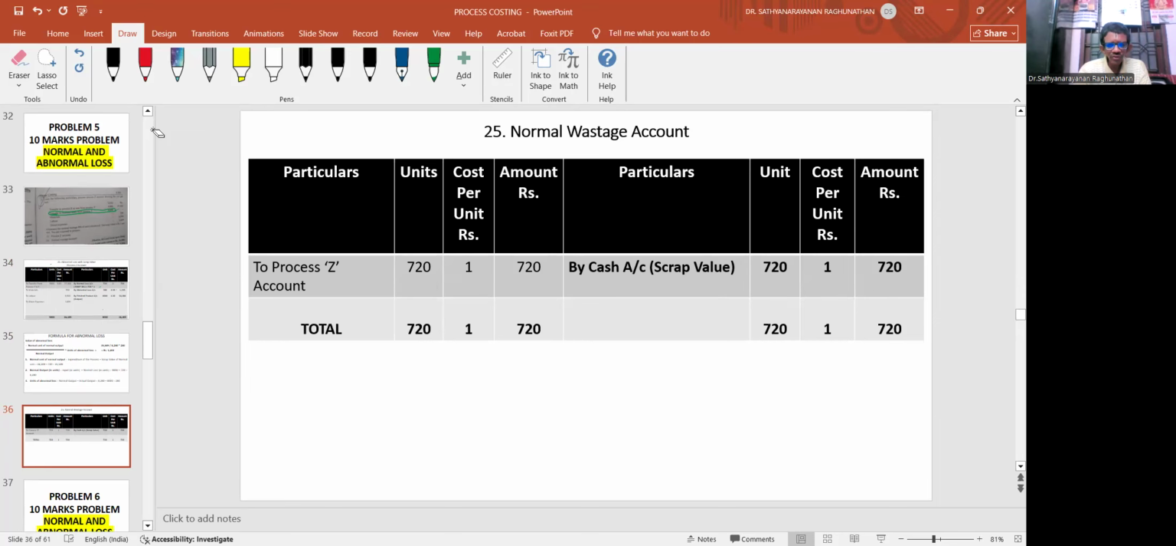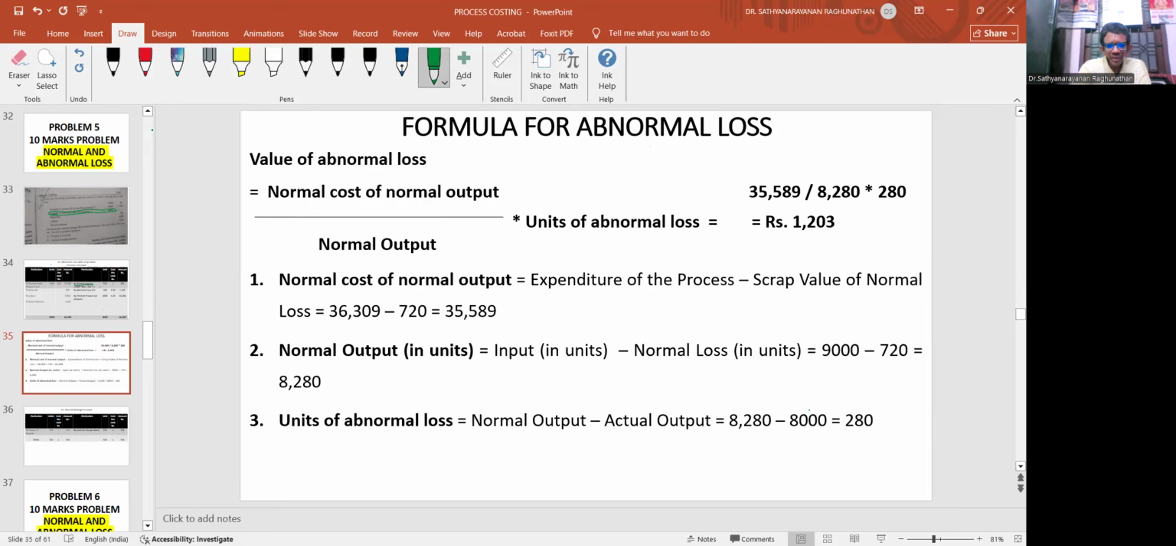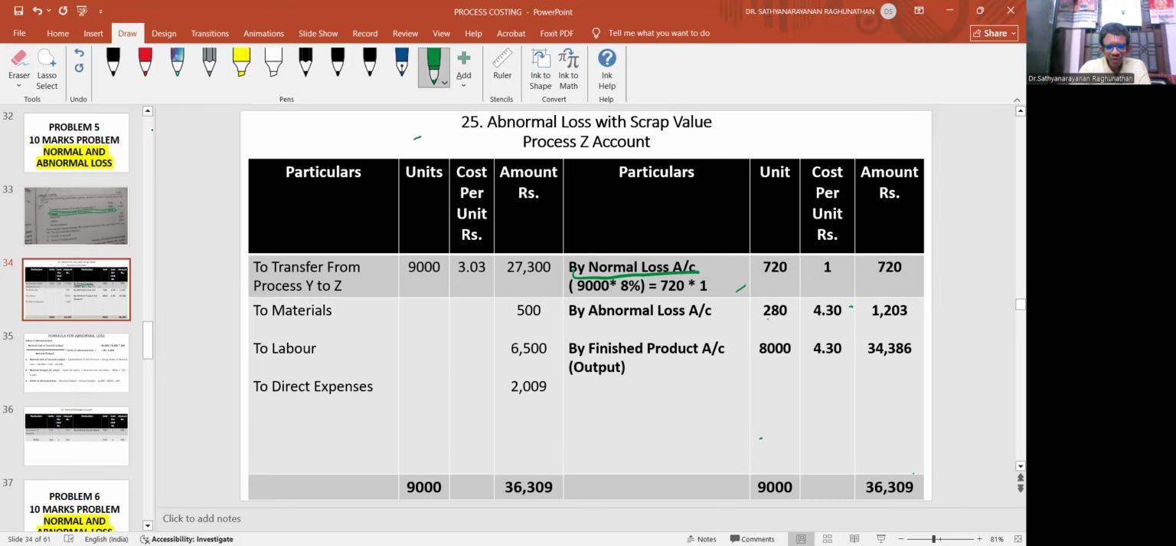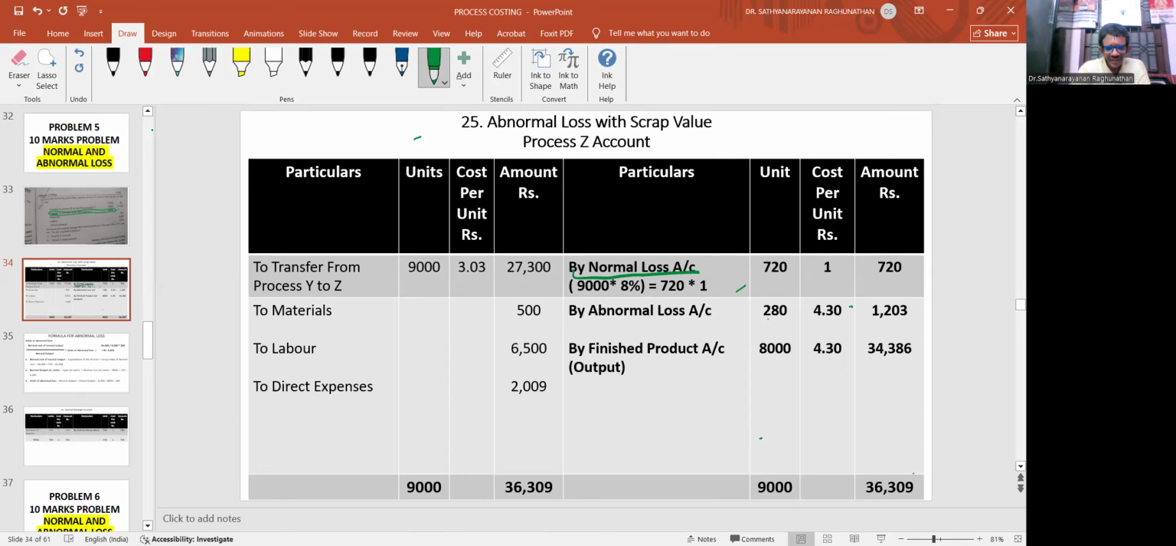Now the normal wastage account. The process account we have prepared. Now we are going to prepare the normal wastage account. The same format you have to put. So here, where the normal loss account has been entered in the process account, in the credit side of the process account by normal loss account, right? So on the opposite side, you are opening the normal loss account. Normal wastage account means normal loss account. The same information: 720 units at rupees 1 each, rupees 720.